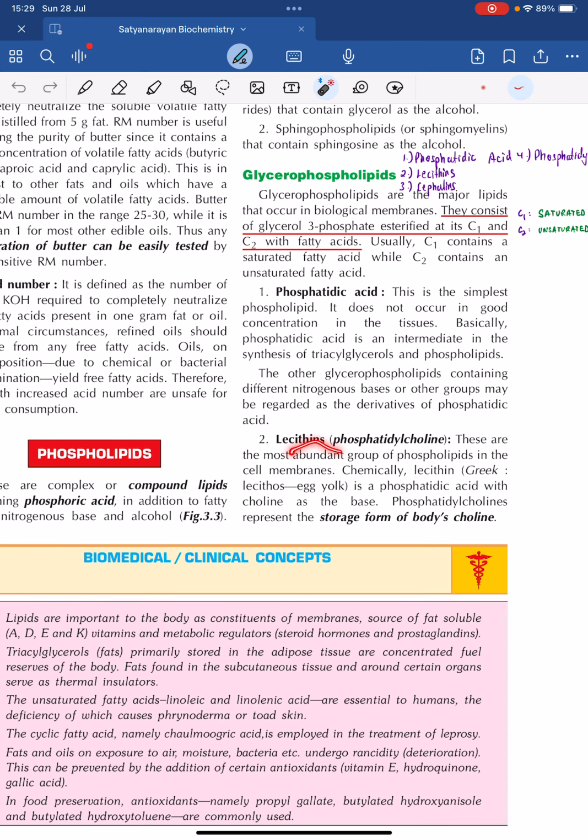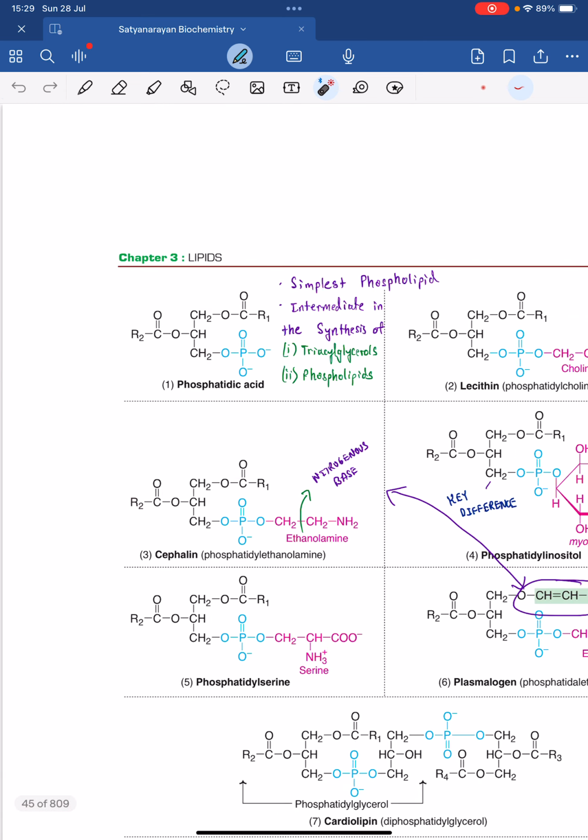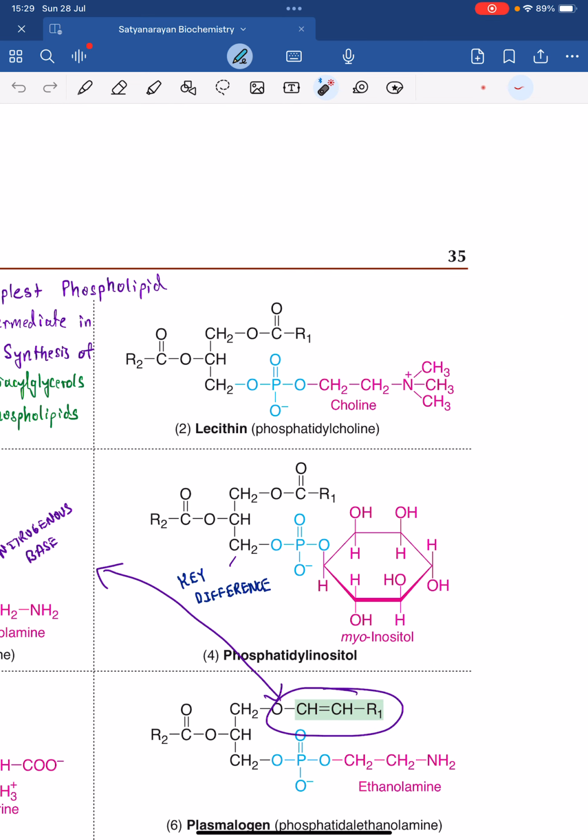Next is lecithin or phosphatidylcholine. This is the most abundant phospholipid in the cell membrane, and it is the phosphatidic acid with choline as the base. So the lecithin has, after the phosphate group, the choline group attached to it, which is CH2 CH2 N CH3 CH3 CH3.